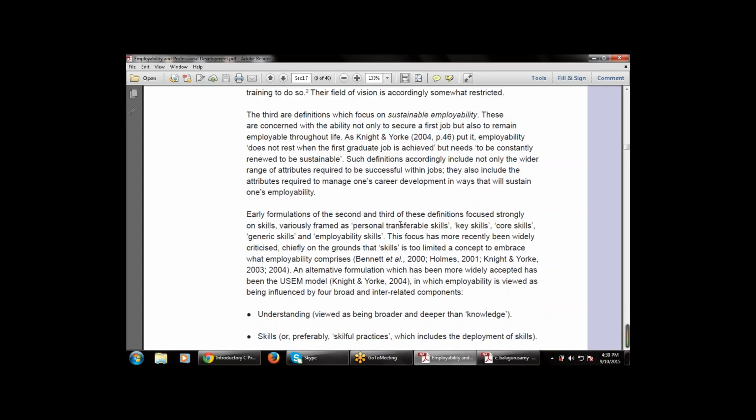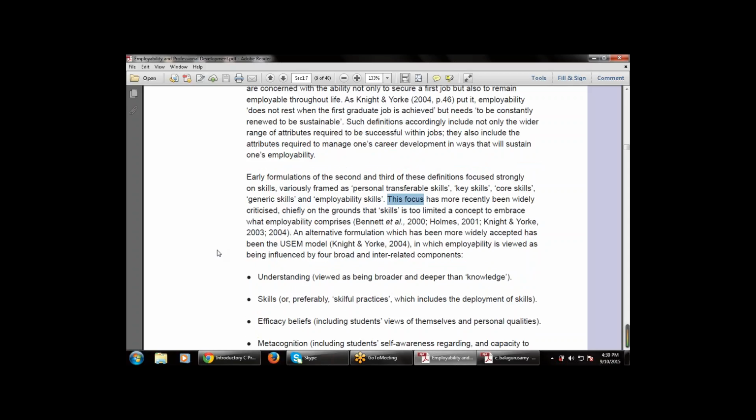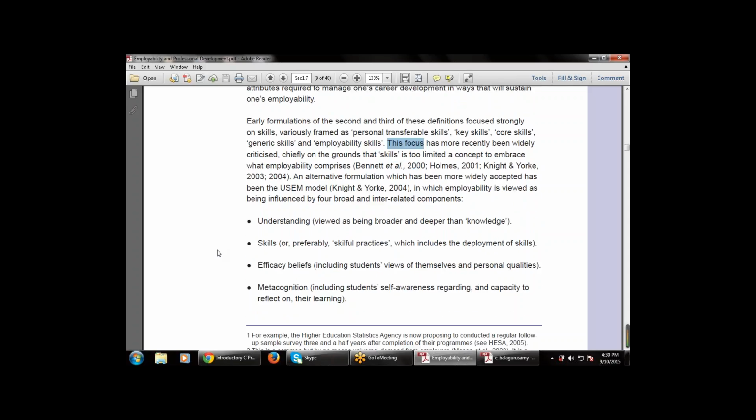Early formulations of the second and third of these definitions focus strongly on skills, variously framed as personal transferable skills, key skills, core skills, generic skills, and employability skills. Employability is viewed as having the following interrelated components. So what are the various components? One is understanding. Understanding is viewed as being broader and deeper than knowledge.